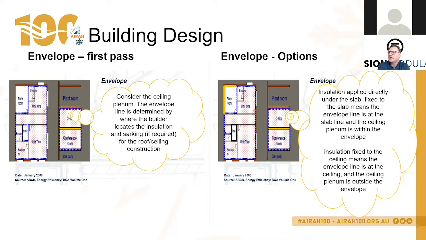Insulation applied directly under the slab means the envelope line is at the slab line and the ceiling plenum is within the conditioned space or within the envelope. Insulation fixed to the ceiling means the envelope line is at the ceiling and the ceiling plenum is outside of the envelope and therefore is non-conditioned space.